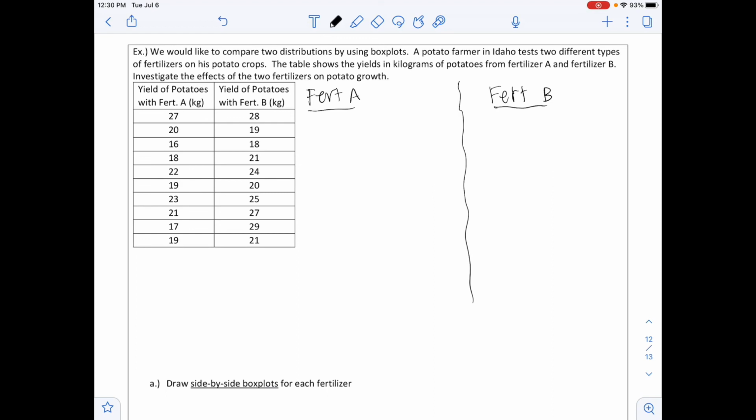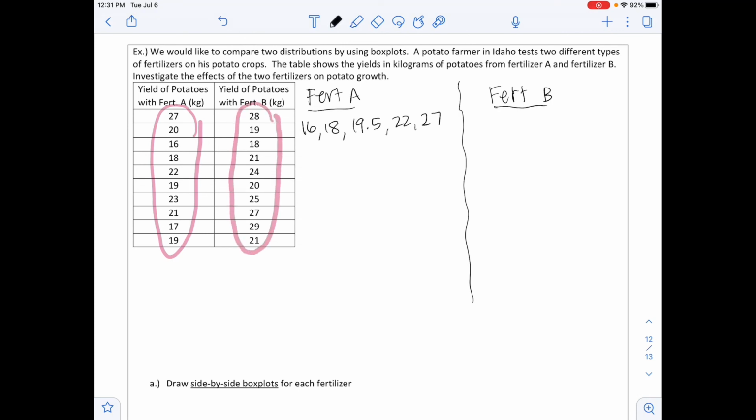And then from here, down here in part A, it says draw a side-by-side box plot for each fertilizer. So for fertilizer A, you need to put all of these values into your calculator. I'll do this one for you, and then we will try fertilizer B together. So our 5-number summary for fertilizer A is going to be 16, 18, 19.5, 22, and 27.